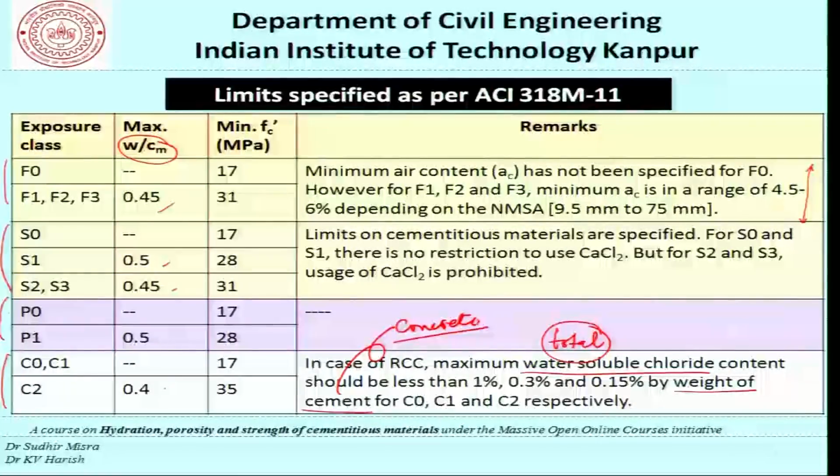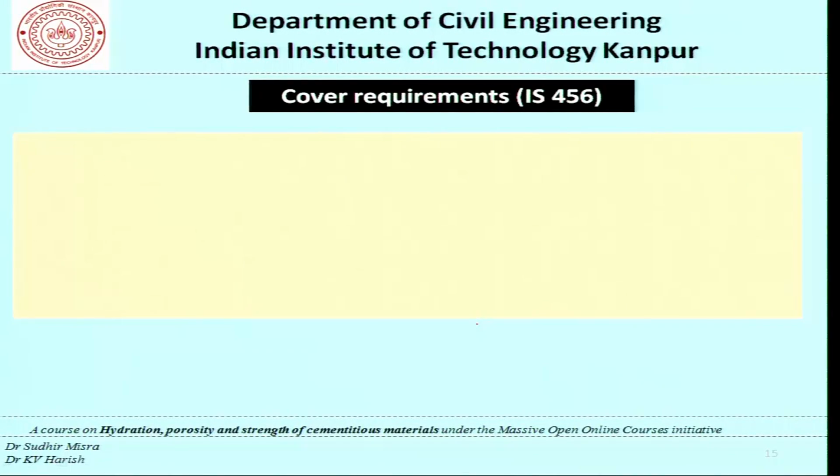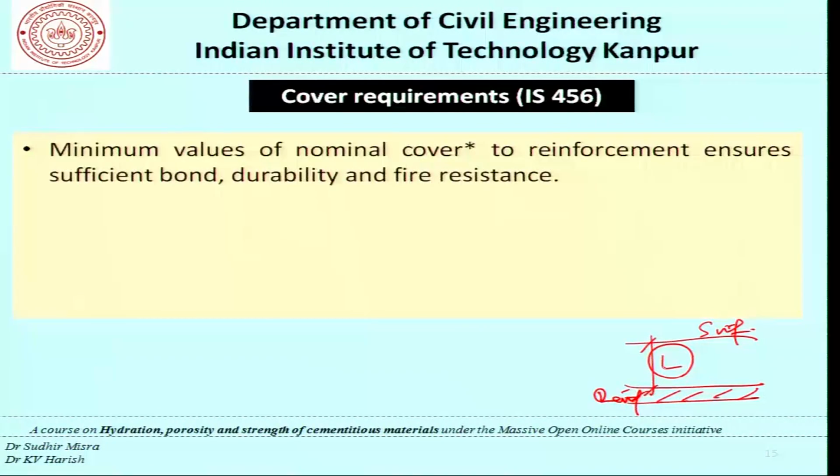Now, moving on from the specifications for the concrete, we go to cover requirements. Now, cover, as we have discussed before, is basically the thickness of concrete that is available to us after the reinforcement to the surface of the environment. So, this cover thickness again is our shield to protect the reinforcement against corrosion or any other effects. The minimum value for nominal cover to reinforcement ensures sufficient bond, durability and fire resistance.